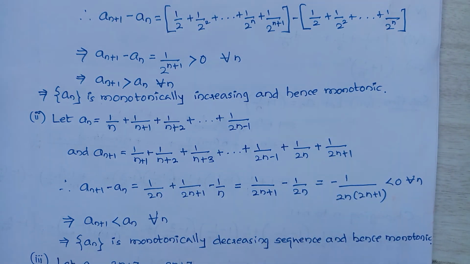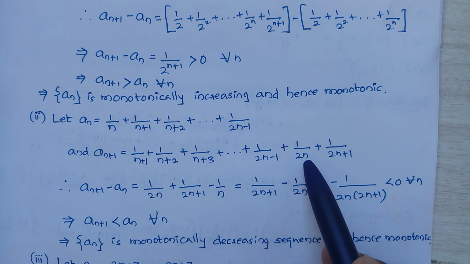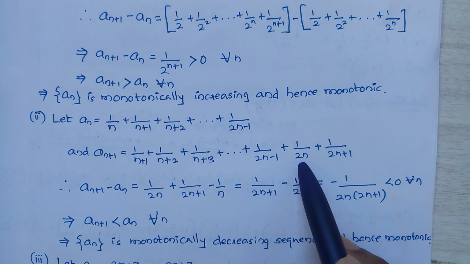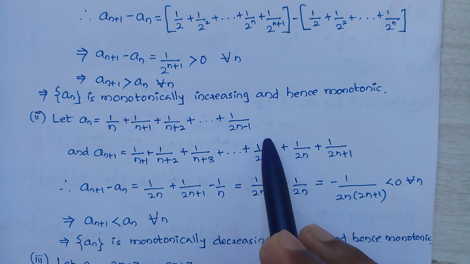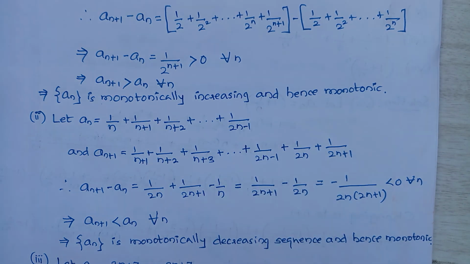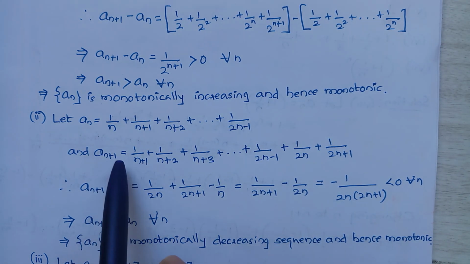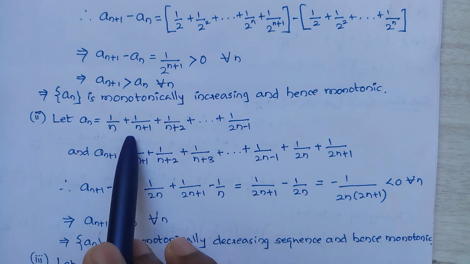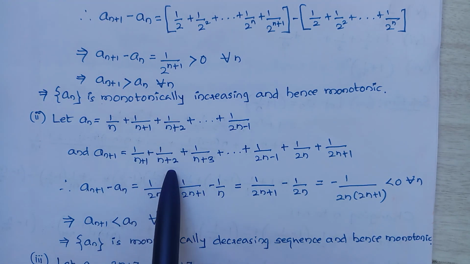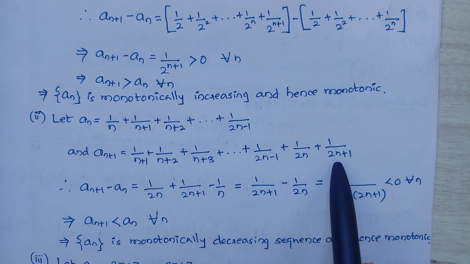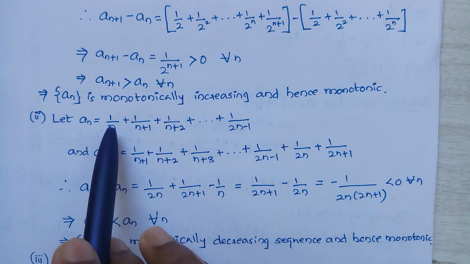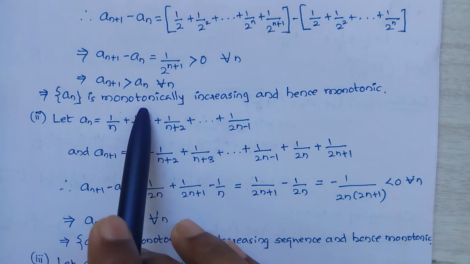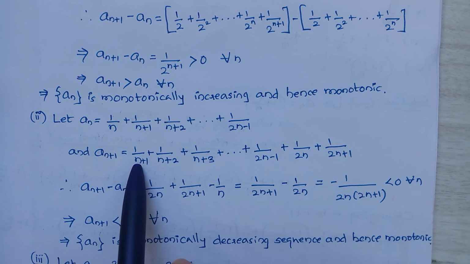So the terms are increasing by 1 here, and the last term is decreased by 1, so this becomes 1/(2n) and 1/(2n-1). Therefore a_(n+1) - a_n. The a_(n+1) term is 1/(n+1) + 1/(n+2) + ... + 1/(2n+1). And a_n is 1/n + ... Okay, so minus 1/n, minus 1/(n+1), plus 1/(n+1).